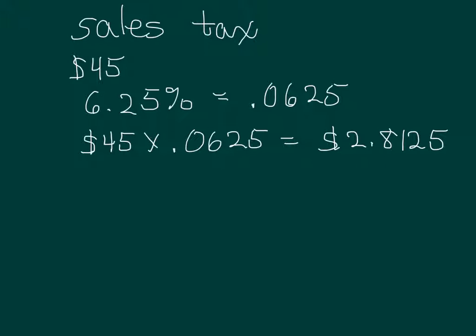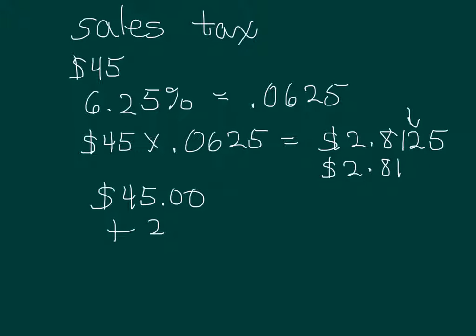Now, when we're talking about money, we obviously round. You can only express money to the cents place and not any further. So this would become $2.81 because the 2 is less than a 5, so we just cut that part off. So our tax is $2.81. If you're asked to find the total price of the sweater, then what you would have to do is take your original $45 and then add $2.81 to it for a total of $47.81. That would be your total price, including tax.